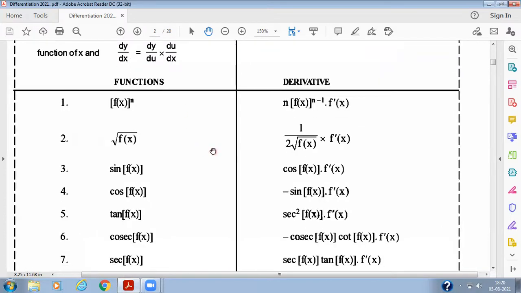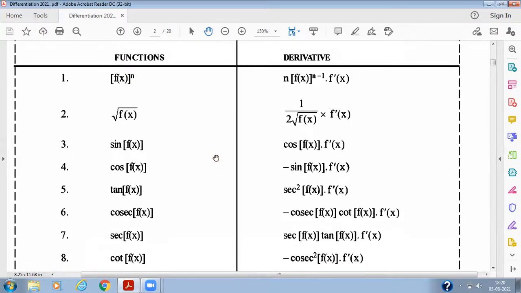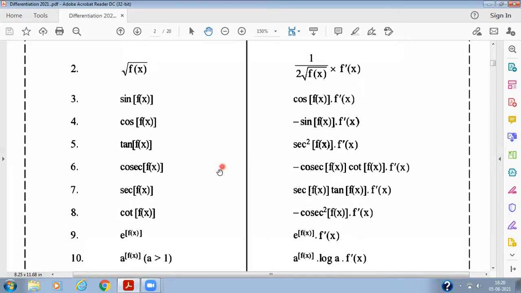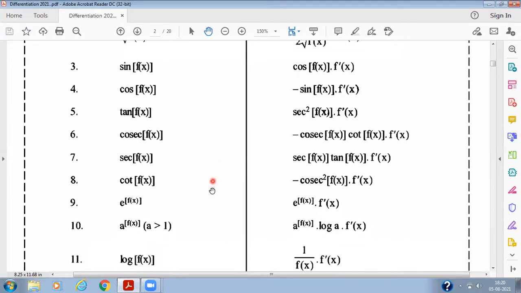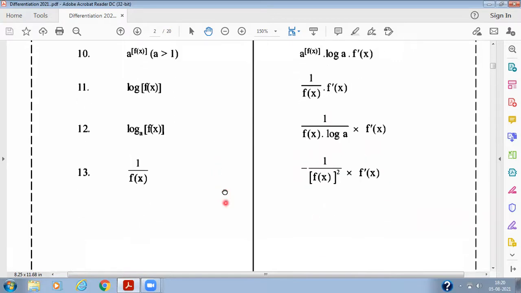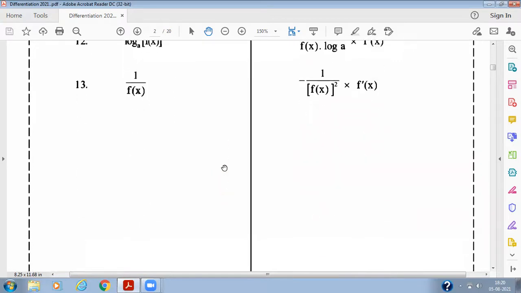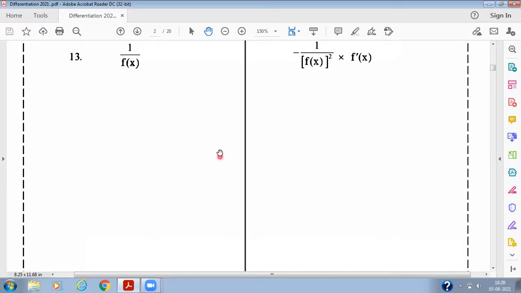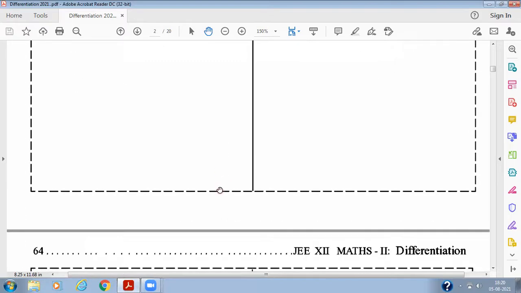These are the list of formulas which you are already familiar with. On the left hand side, you can observe these are the functions, and on the right hand side are their derivatives. So this is the list of formulas. I will scroll down slowly. You just go through it once. I have already sent you this PDF. The students are requested to write down all these things in your notebook.